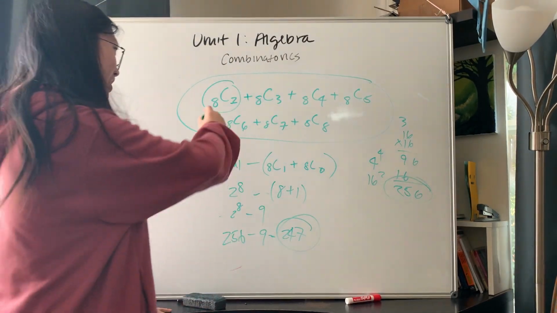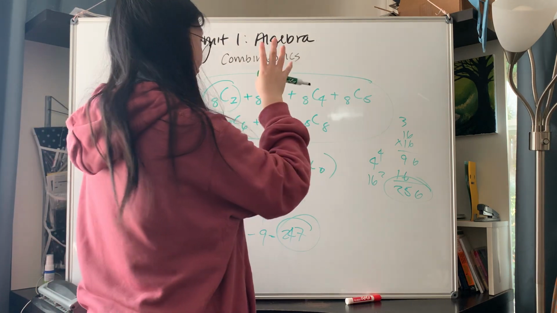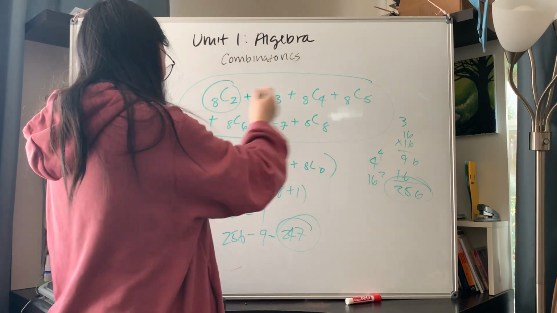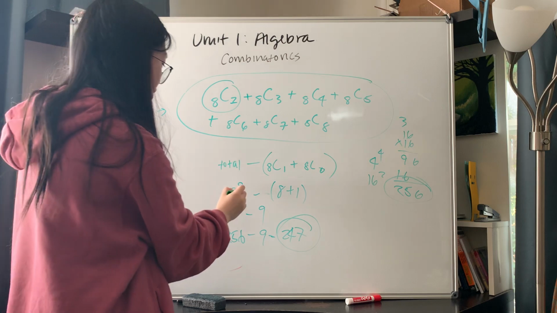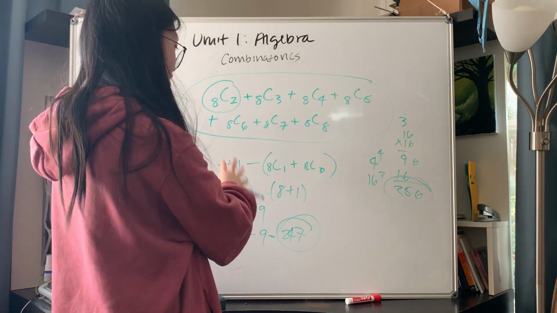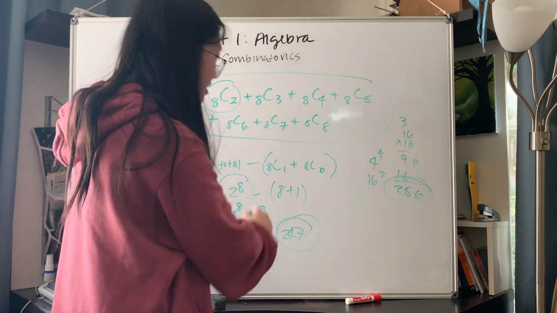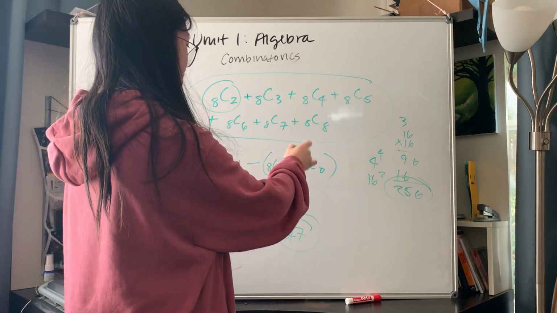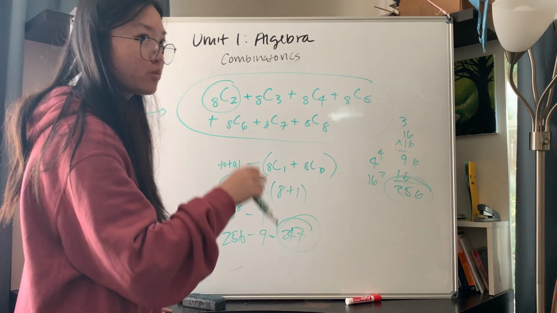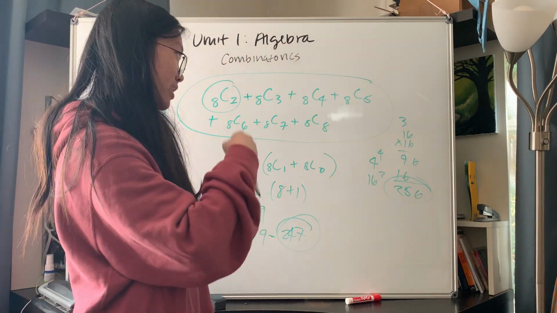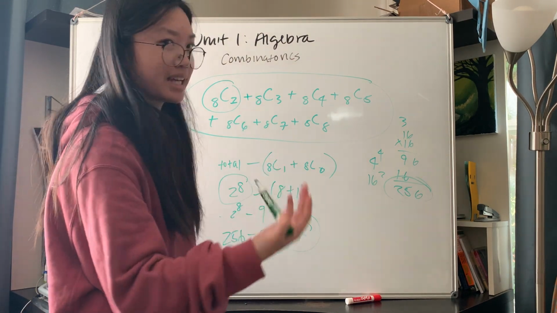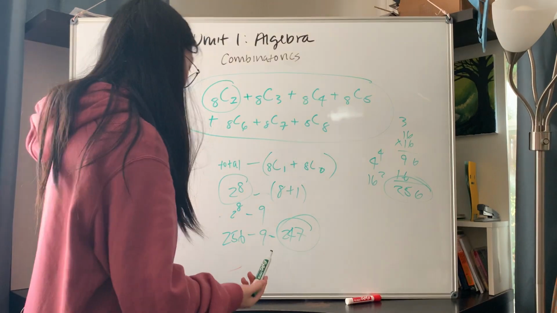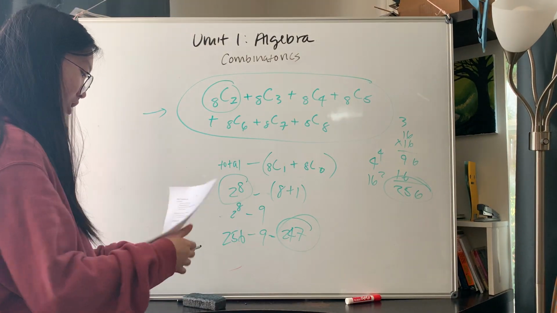So instead of adding all the situations where we get what we want, which is quite long, we just found the total, which is 2 to the 8th power, the total number of possible situations, and then we subtract the situations we don't want, which are 8 choose 1 and 8 choose 0, because those are the only ways that it would not fulfill our requirement of having at least 2 heads. So that's a taste of complementary counting.